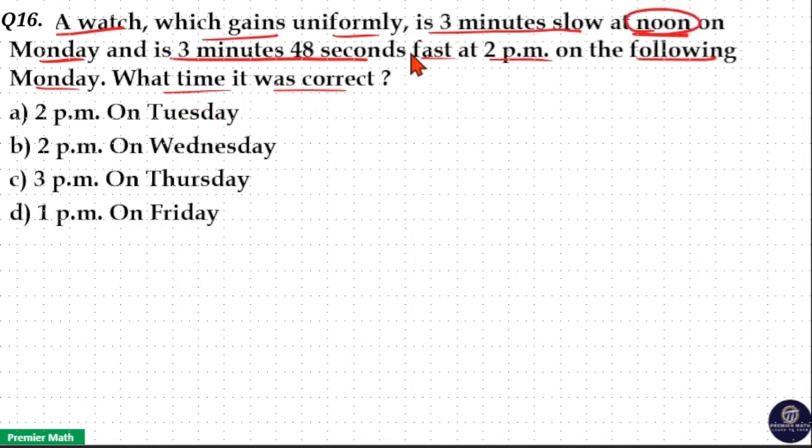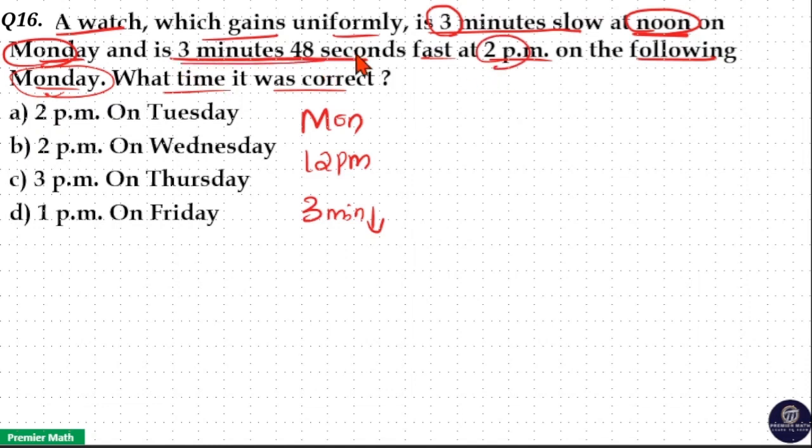Here, at noon on Monday, the watch is 3 minutes slow. Noon means 12 p.m. Now, following Monday means next Monday at 2 p.m., that is, after 7 days. At 2 p.m. the watch is 3 minutes 48 seconds fast.